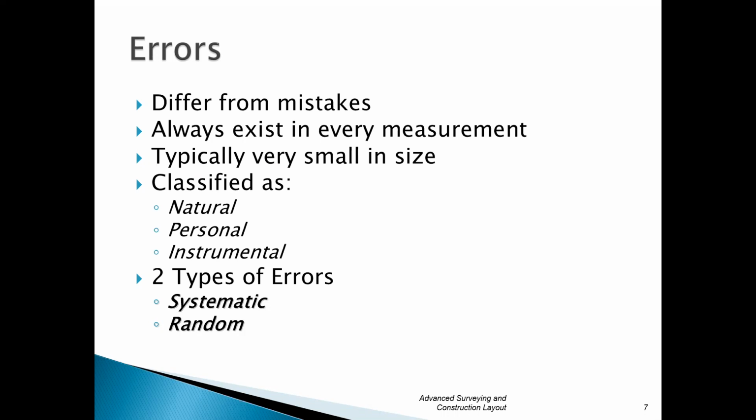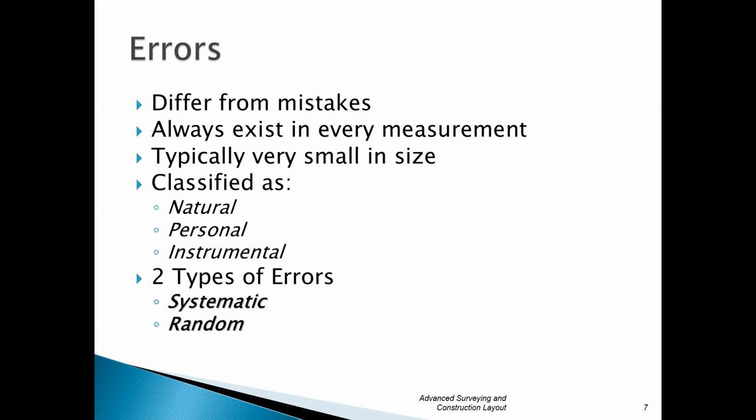An error is something that usually occurs after you've tried to throw out all of the mistakes that you could possibly have. So one thing to understand with an error is that they always exist in every measurement. You really, really can never get rid of them. So you just have to kind of live with the fact that you can't measure things perfectly, okay? They're typically very small, that's the good news. And they can be classified as one of three types of things, either what we call a natural error, a personal error, or an instrumental error.